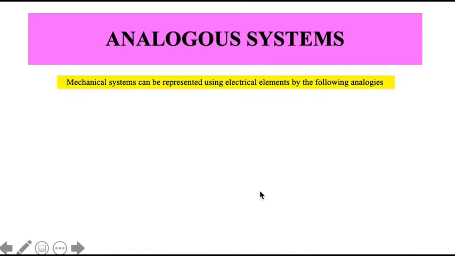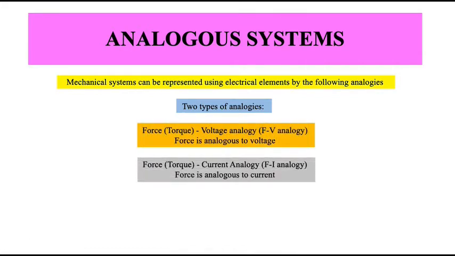So we typically arrive at two kinds of analogy. One would be where the force or input torque is equivalent to voltage, which we call the force-voltage analogy, or FV analogy. We could also have a situation where force is analogous to current, which we call the FI analogy. So how to establish this?